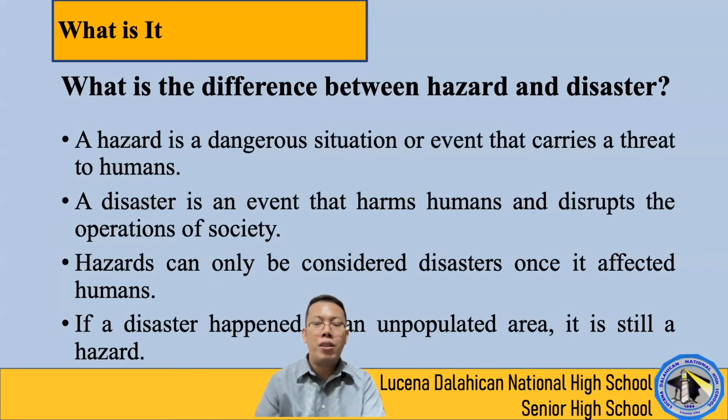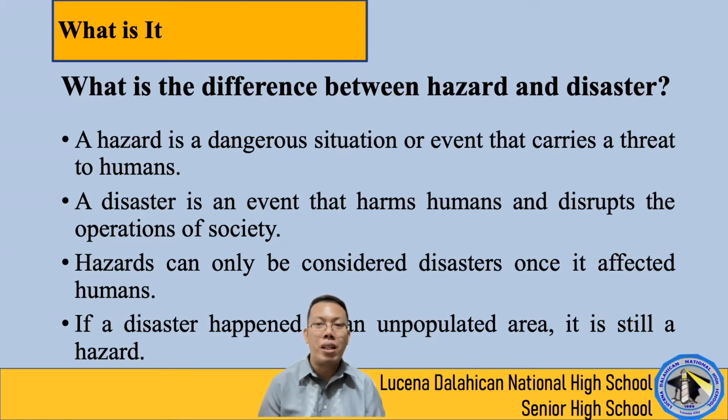Alright, so let us talk about the difference between hazard and disaster. As stated, a hazard is a dangerous situation or event that carries a threat to humans, and a disaster is an event that harms humans and disrupts the operations of society. So this time, we have to analyze when a situation is a hazard and when it is a disaster. Hazards can only be considered disasters once they affect humans.